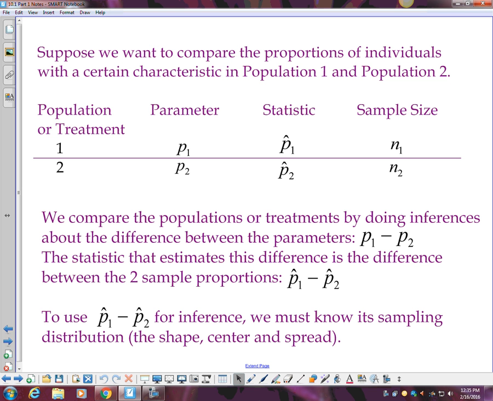The statistic that estimates this difference is the difference between the two sample proportions. So I don't know what the parameters are, but I want to find this confidence interval that I'm pretty sure the difference of the proportions is going to land in. But I do this with my sample data. So P hat sub 1 minus P hat sub 2. To use that for inference, we must know its sampling distribution. We've got to know the shape, center, and the spread.